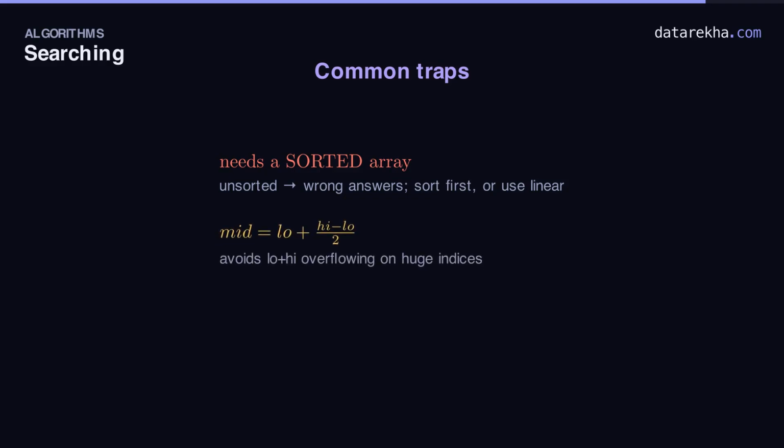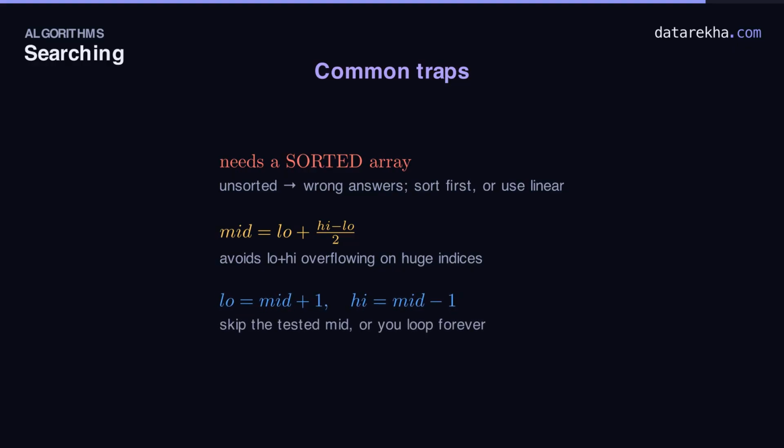Trap 2. Computing mid as low plus high over 2 can overflow in languages with fixed size integers when both are enormous. The safe form is low plus the quantity high minus low over 2, mathematically identical, but it never overflows.